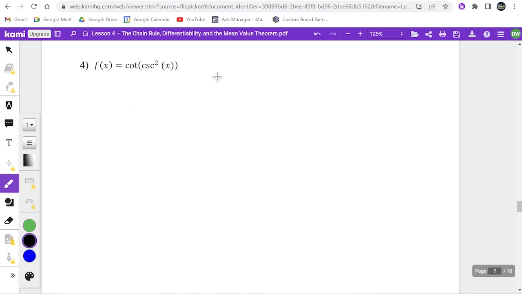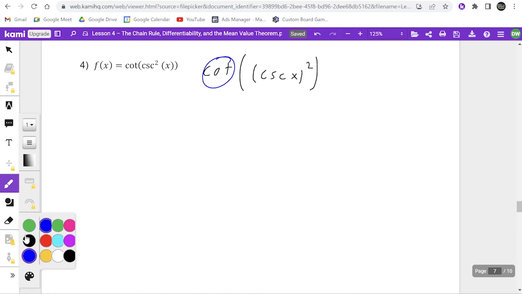Again, I'm going to be rewriting this, because cosecant squared is really, I'm just going to rewrite the whole thing, cotangent of quantity cosecant x squared. So now we see that the outermost rule is the cotangent, the middle rule is actually the squared, and the inner rule is the cosecant. Now the reason why I made this problem so complicated is because if you know the derivative of cotangent, you'll know it's negative cosecant squared, which does show up in the middle. And maybe you're thinking that can reduce at some point. And the answer is no, because it just doesn't, and I'll explain why later. But that's why I made this problem look so complicated.